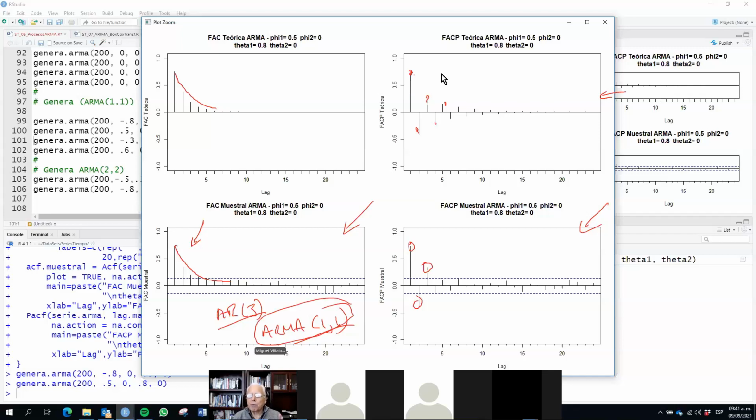But again, we will rely on the diagnostics to be able to determine if we are identifying a correct model or not. We will have to do that. And it's just a matter of practice. It's not something that you do and you identify the perfect model the first time.